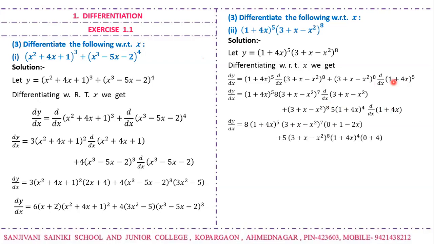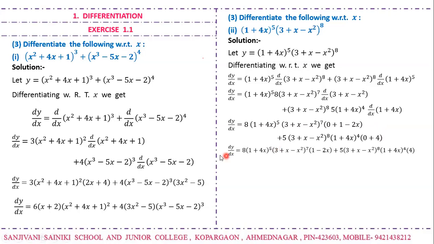So in next step, what is the derivative of 3? Derivative of 3 is 0. Derivative of x is 1. Derivative of x square is 2x. And derivative of 1 is 0. Derivative of 4x is 4.